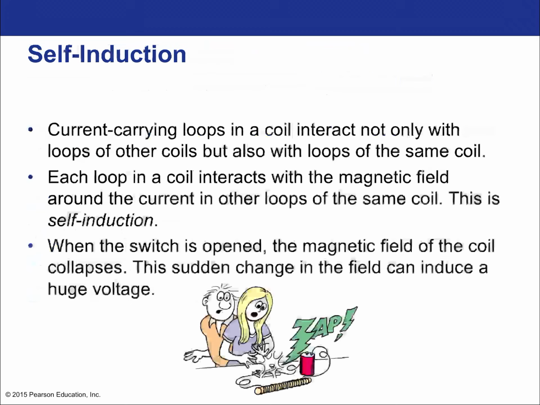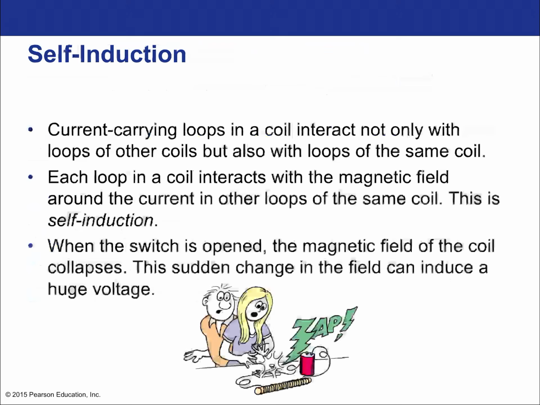So current carrying loops in a coil interact not only with the loops of other coils, but also with the loops of the same coil, okay? So think about that. Anytime you create a magnetic field, think about the example I talked about, Lenz's law, where the induced current flows in a certain direction to create a magnetic field. Well, here's the thing. That magnetic field that's created is going to affect the charge that's actually flowing in that coil.